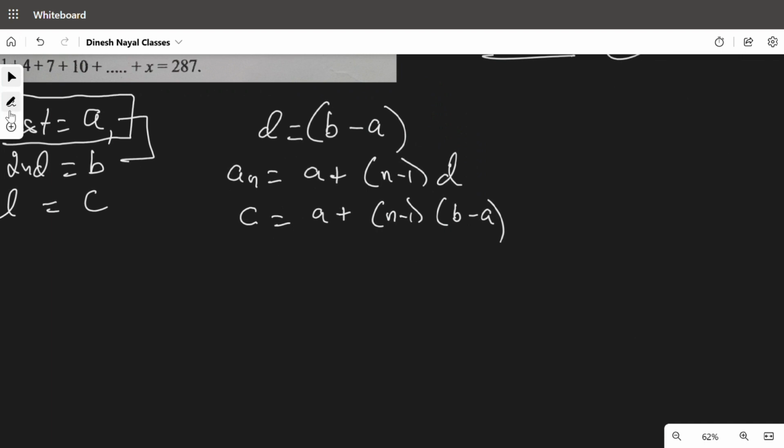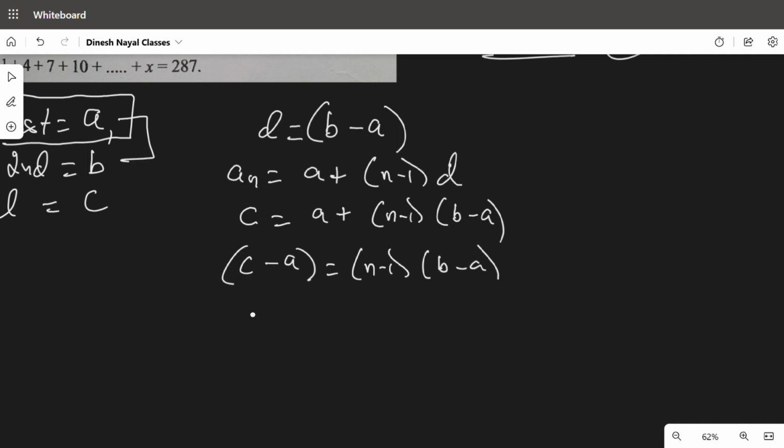Now what we are actually doing is finding the value of n. From this equation we will be finding the value of n. So you take a to that side, this will become minus a, because it changes sides. c minus a equals n minus 1 times b minus a. Now you can cross multiply.